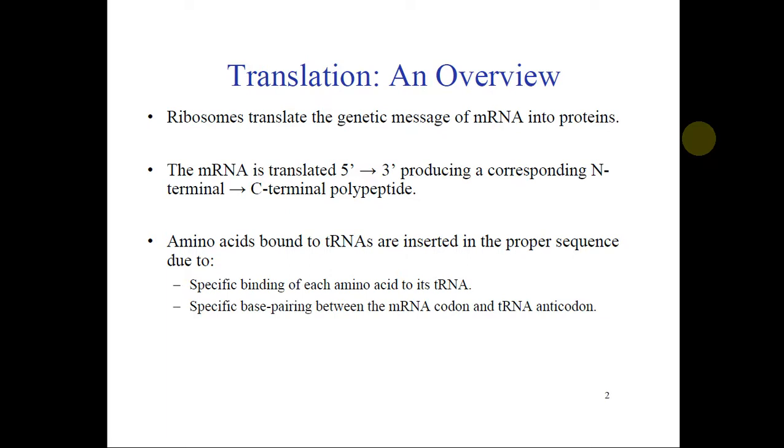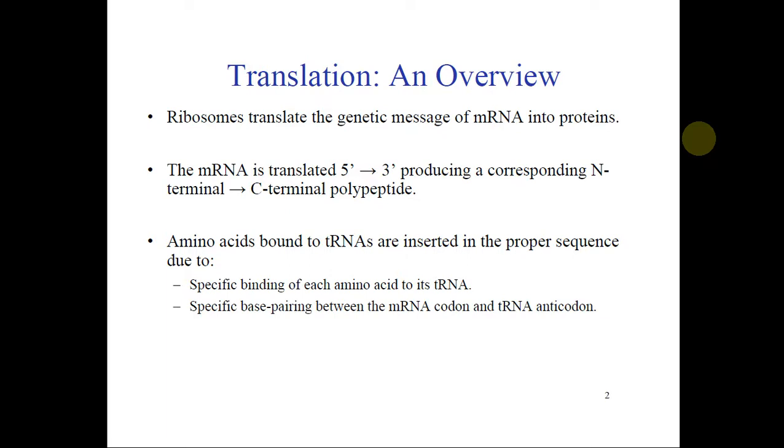Now the ribosomes translate mRNA. Out of the 3 RNAs, only mRNA is translated into protein. The mRNA is translated in the 5' to 3' direction, producing a polypeptide chain from the N-terminal to the C-terminal. That is, proteins are synthesized from the N-terminus to the C-terminus.